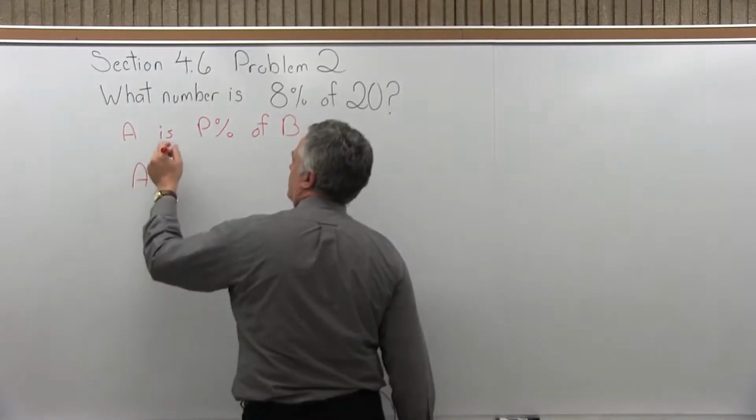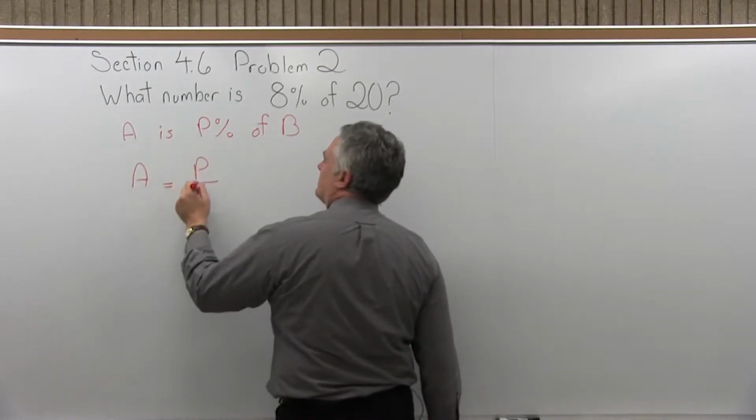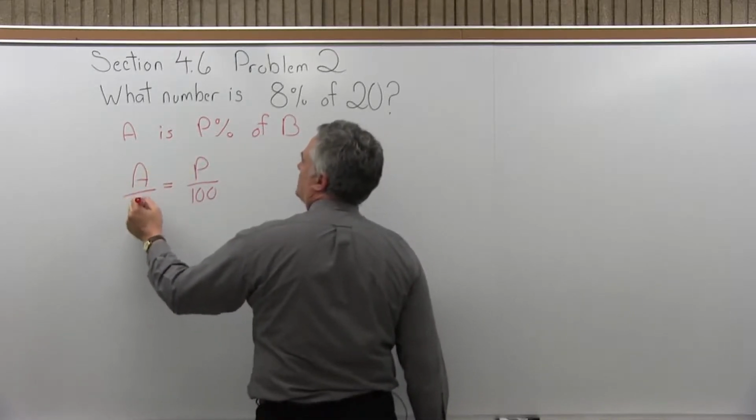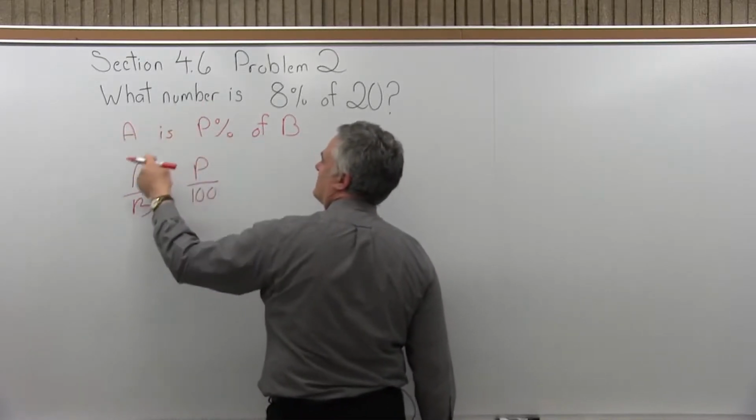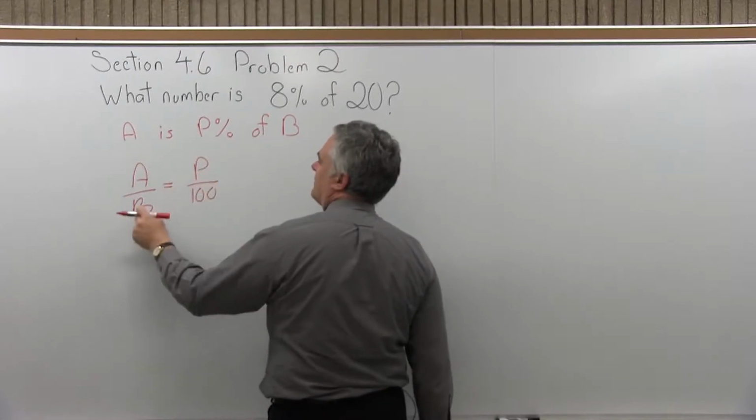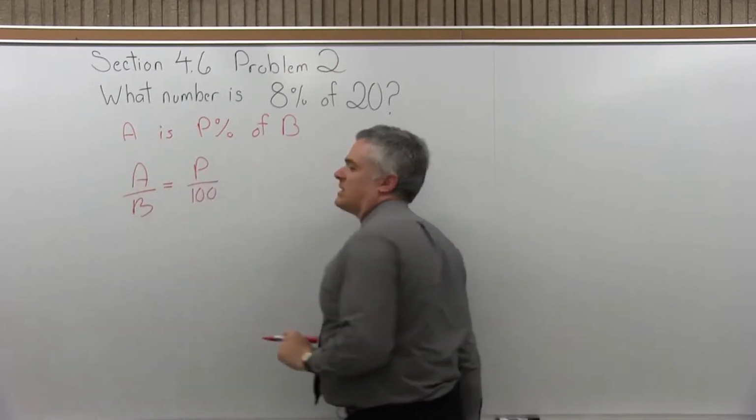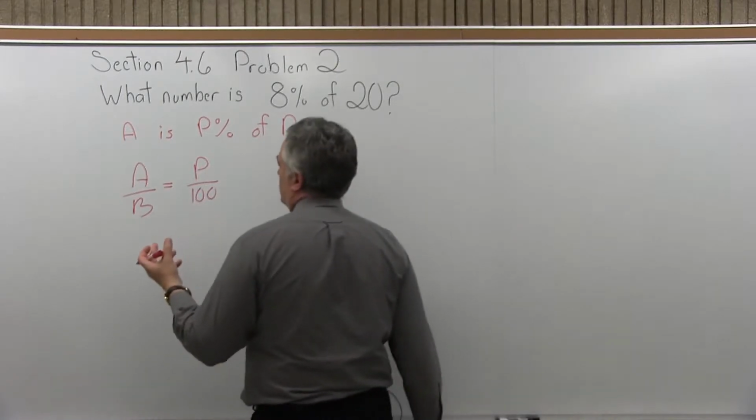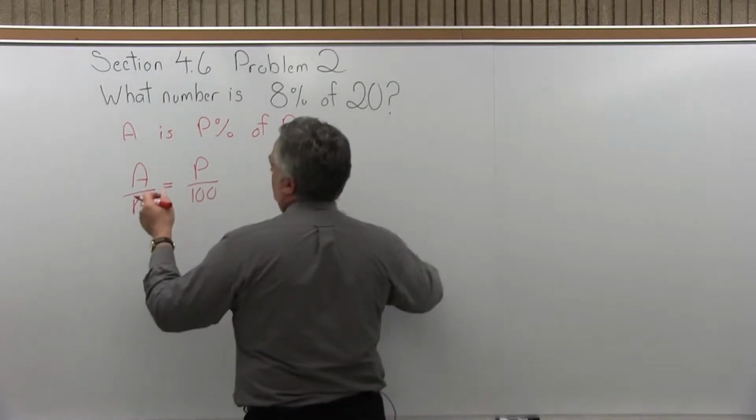A is equals P%, the word percent always turns into a 100 for these, of B. So it just goes in a circle. A is P% of B. You just start here and make a circle and it fills it in. Now you have to decide what's A, what's P, what's B. And the 100 is always 100.